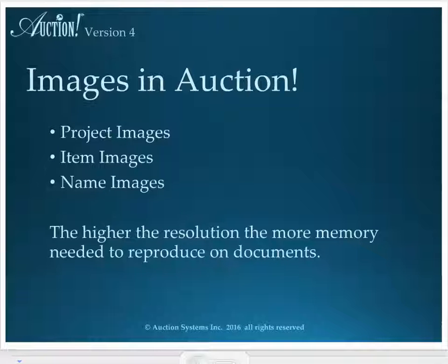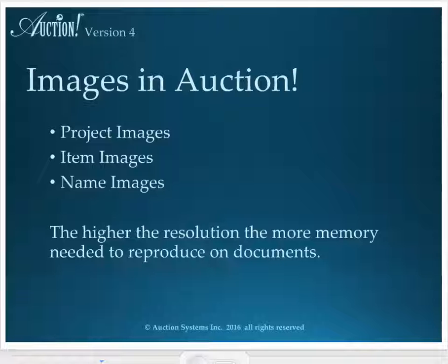There are three distinct types of images that can be added to a project: overall project images, item images associated with specific items, and name images associated with specific household or company records. It's important that before adding an image to a project, the resolution of the image should be no greater than what will be absolutely needed. The higher resolution an image is, the more memory needed to reproduce it on a document.